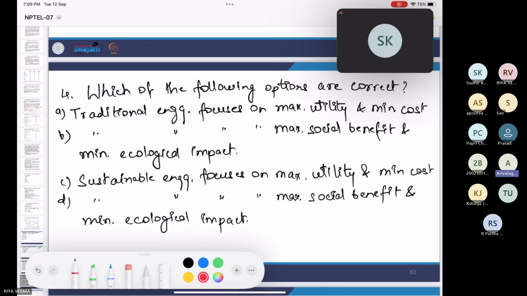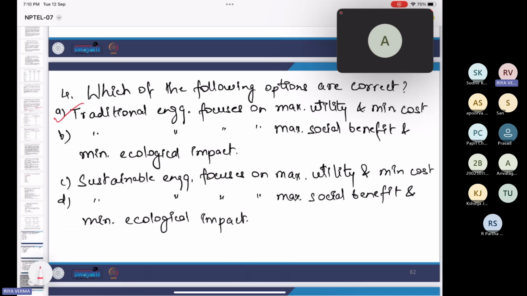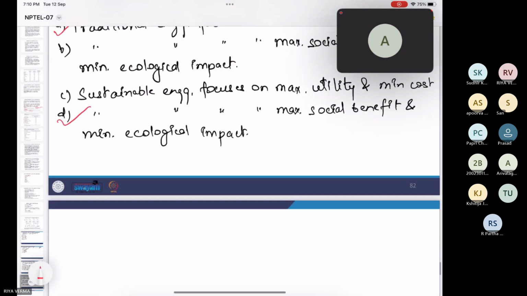B and D. B and D. Yes. A and D. A and D. Yes, it should be A and D because traditional engineering focuses on maximum utility and minimum cost, and sustainable engineering focuses on maximum social benefit and minimum ecological impact. So it should be A and D.